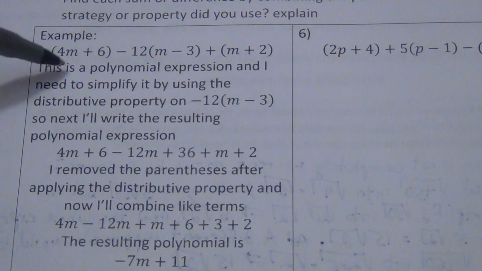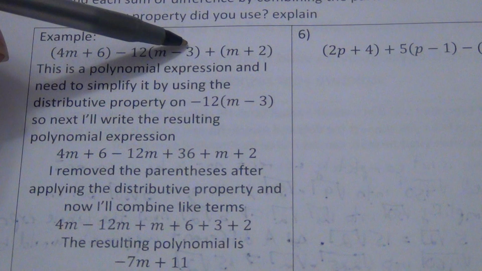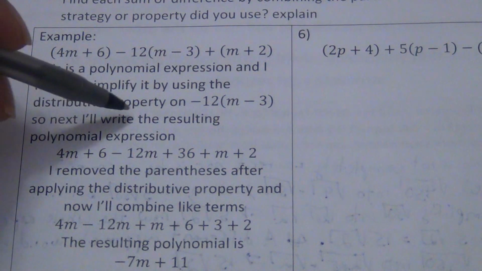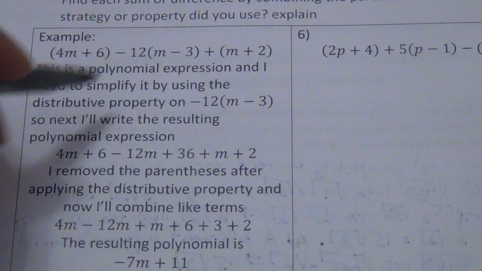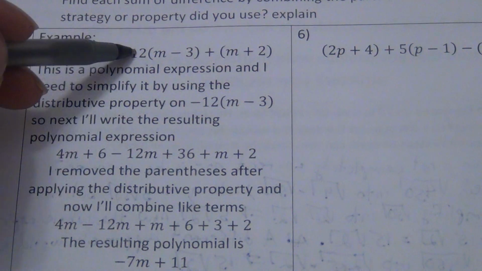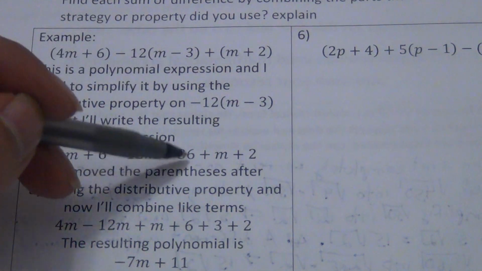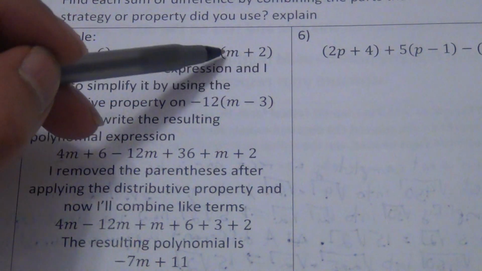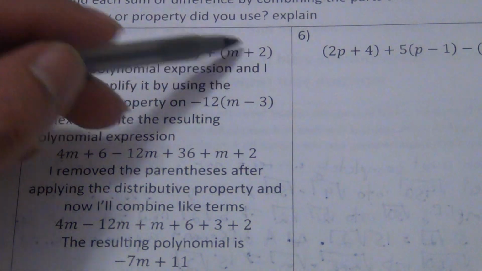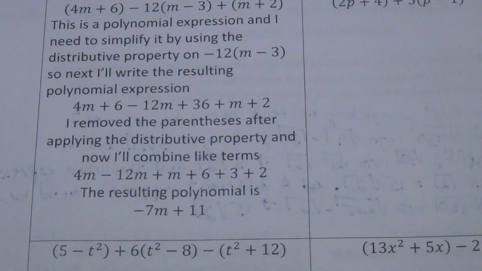This is a polynomial expression, and I need to simplify it by using the distributive property here, on negative 12 times m plus 6. So next I'll write the resulting polynomial expression. For m plus 6, I remove the parentheses, you see that? Then negative 12 times m is negative 12m. Negative 12 times negative 3 is positive 36. Plus, and then here there's nothing to do, so I remove the parentheses. If this had been a negative, then I would have distributed the negative, but it's a positive, so everything is kept the same.